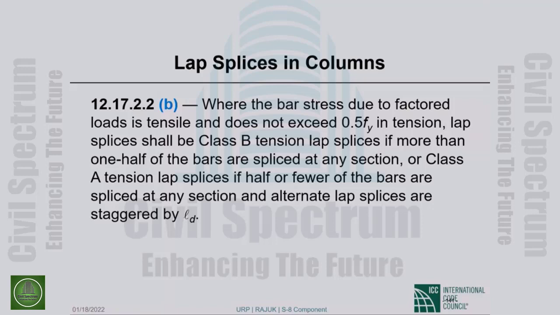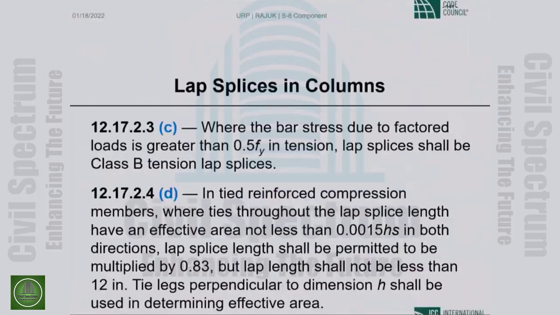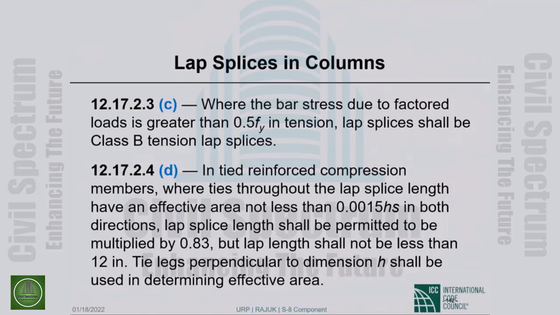In that case, lap splices shall be class B tension lap splices if more than one half of the bars are spliced at any one location, or class A tension splices if half or fewer of the bars are spliced at any one location, and alternate lap splices are staggered by the full development length L sub D. Next, where the bar stress due to factored loads is tensile and greater than 0.5 F sub y in tension, the lap splices have to be class B tension lap splices.